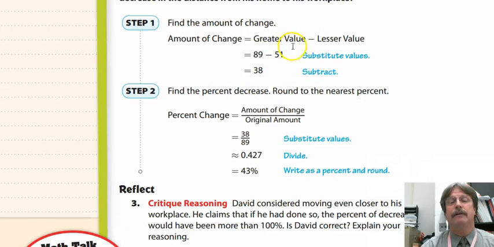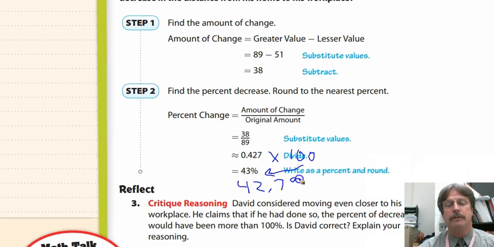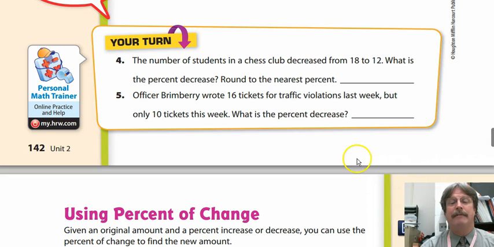We take the greater value minus the lesser value. 89 minus 51 is 38. Put that into the amount of change over the original amount. 38 divided by 89 is approximately 0.427. We multiply that by 100. Forgot to mention that up top, but whenever you have a decimal, if you multiply by 100, you're going to get a percent. They rounded it off here, because this would have been 42.7%, and they rounded it to the nearest percent. So it's 43%.